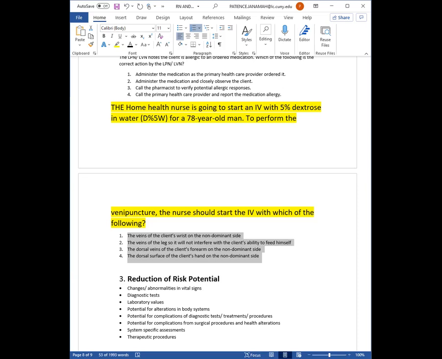So this is the dorsal portion. But if you want to talk about hand, this portion is the hand, the metacarpal region. But forearm is the forward arm. It's not the back, the forward arm. So they can label it as forearm.